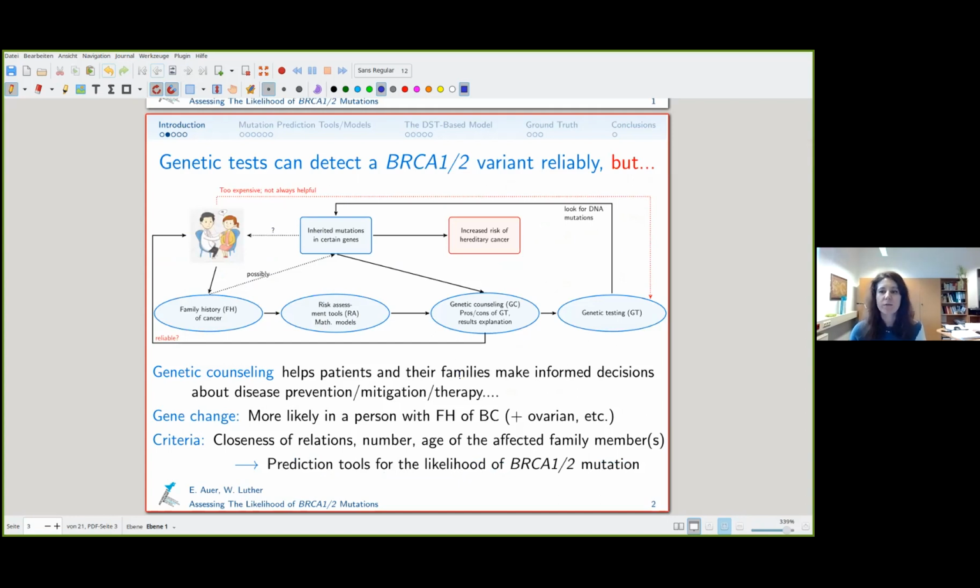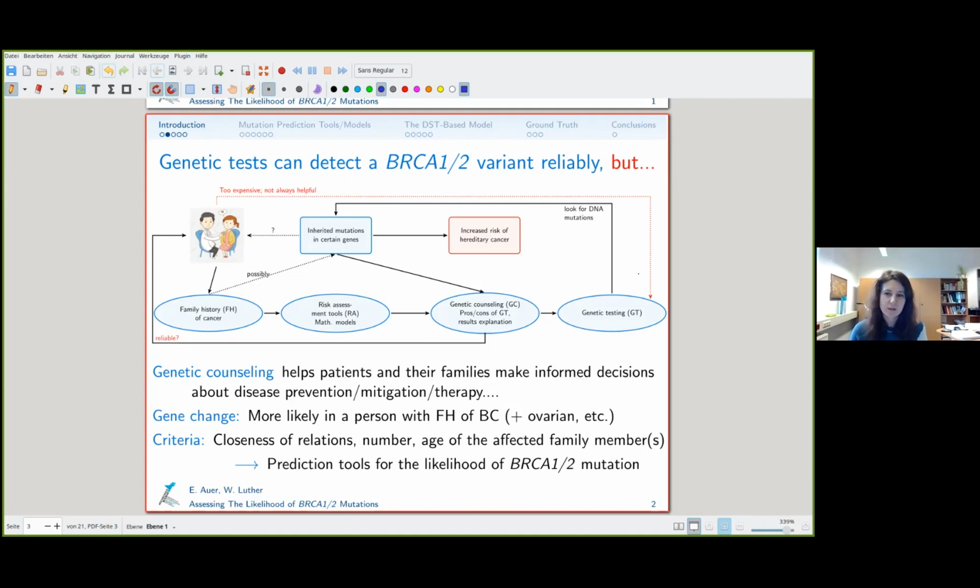What can we do? Well, genetic tests to obtain the result about whether you carry or don't carry a mutation can detect such mutations or variants relatively reliably, let's say. But although genetic testing seems like the first step to take here, this is not how it is done. Why not? On the one hand, those tests are still very expensive. In Germany, it costs about 1,000 euro, and the healthcare covers it only if you belong to a high risk class.